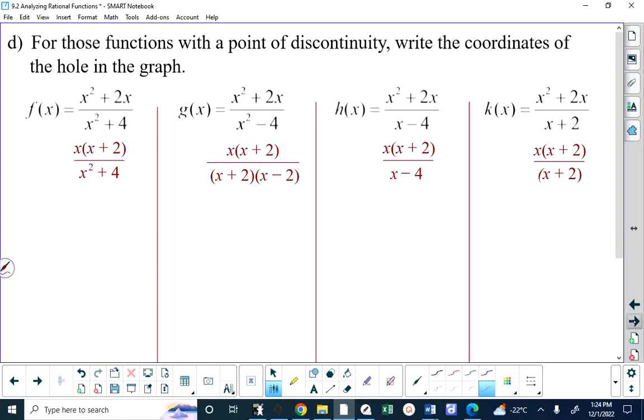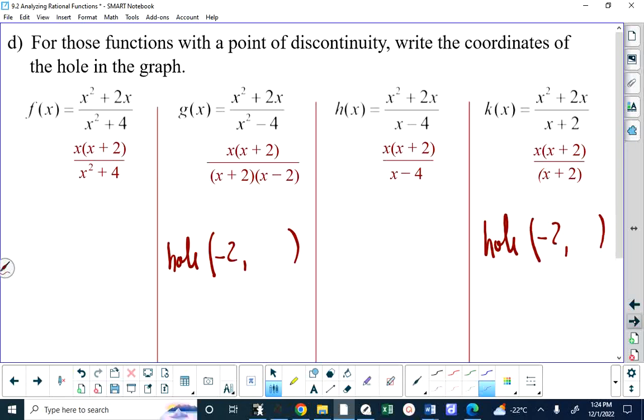For those with a hole or a point of discontinuity, what are the coordinates? Well, we knew the hole was at negative 2, comma something here. Correct me if I'm wrong. And the hole for this one was at negative 2, comma something as well. Correct? How do we find the y coordinate?